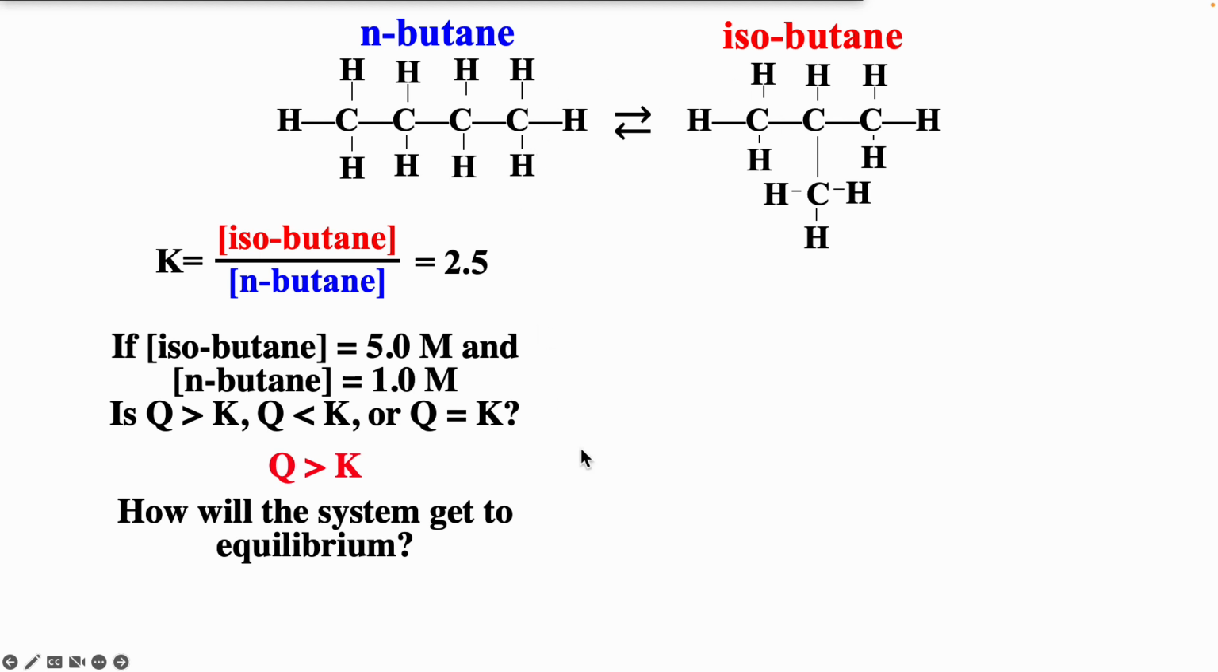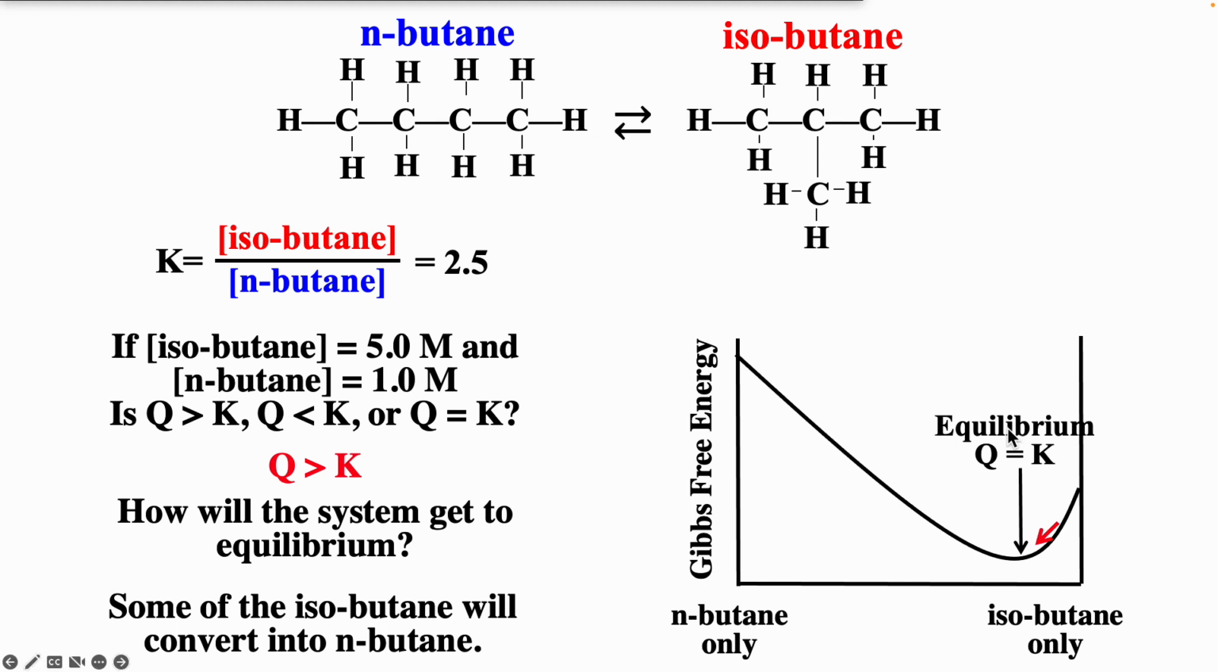So remember, if Q is greater than K, it means you're over here, and so products will convert to reactants until you get to equilibrium. And remember, it goes to the left by the reverse reaction being faster than the forward reaction. If we were on this side, so Q is less than K, the forward reaction would be faster than the reverse reaction. At equilibrium, the rate of the forward reaction equals the rate of the reverse reaction.